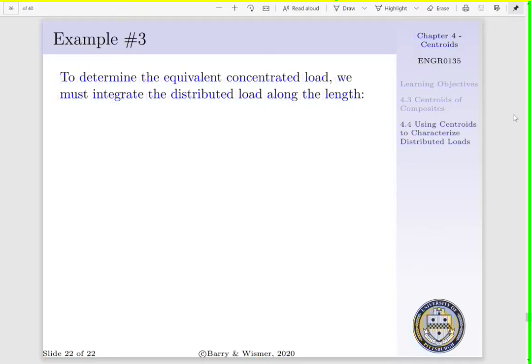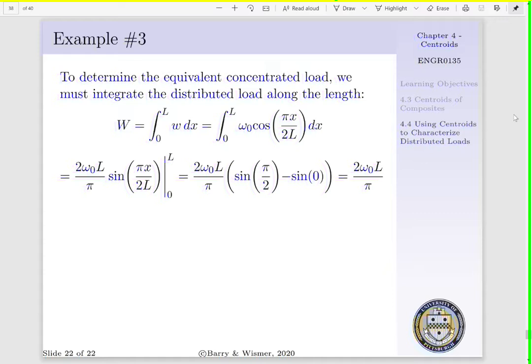Now, to determine our equivalent concentrated load, we have to determine the area under the curve, i.e. we have to integrate our distributed load along the length. We can say W is equal to the integral from 0 to L of w dx, and this is equal to the integral from 0 to L of omega naught cosine of pi x per 2L. This is going to be equal to 2 omega naught L per pi times sine of pi x per 2L evaluated between 0 and L, which is equal to 2 omega naught L per pi times the quantity sine of pi per 2 minus sine of 0, and this is equal to 2 omega naught L per pi.